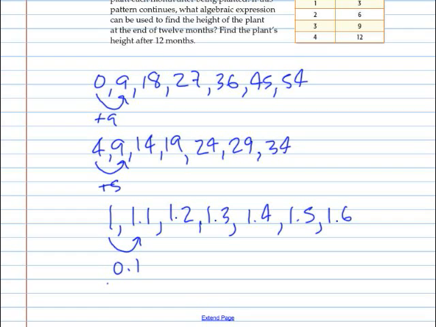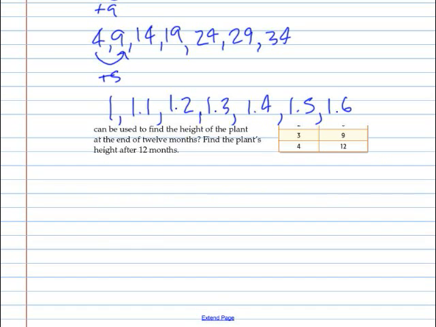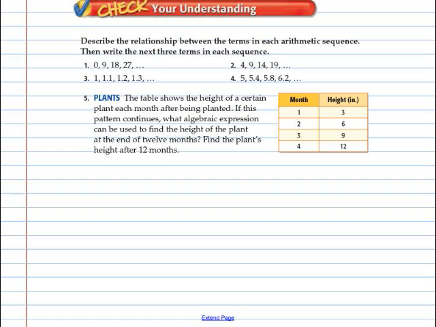And in our last example, 5, 5.4, 5.8, 6.2. It appears that we're increasing by 4/10. So our next 3 terms would be 6.6, 7.0, and 7.4.